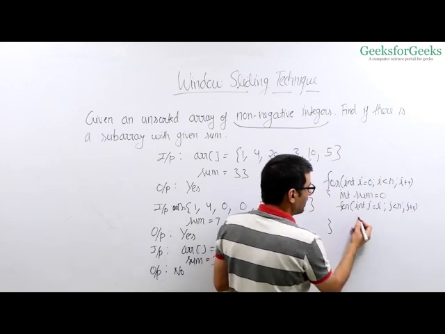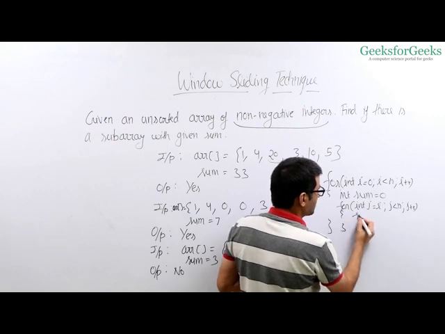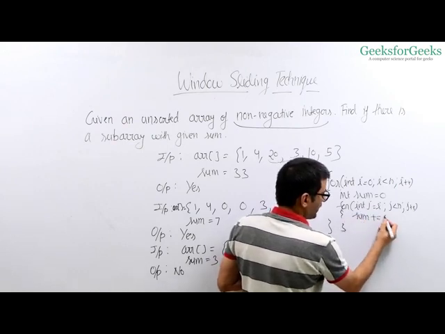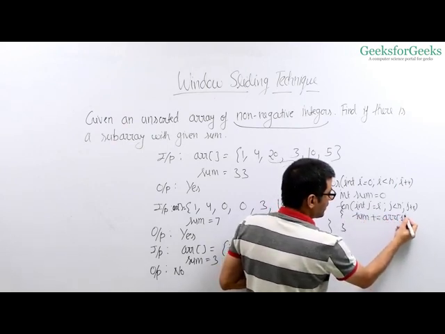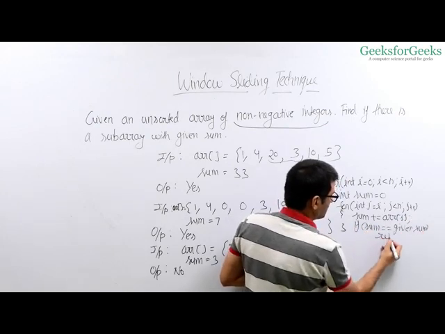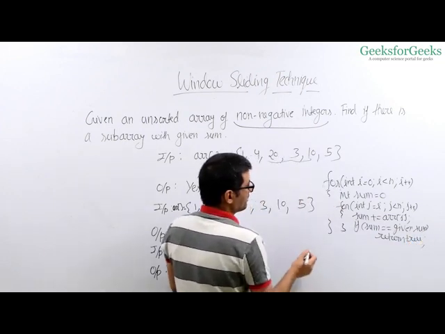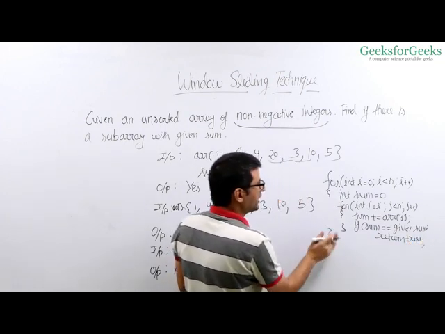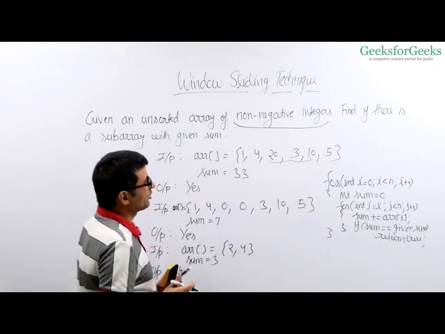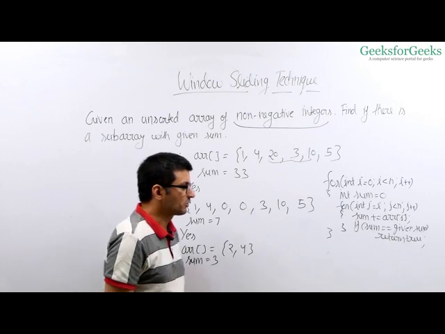Then you will say if sum is, then you will say sum equal to sum plus array j. Then you will say if sum is equal to given sum, then you return true, right? That's the naive solution. That's the big O of n square solution. And at the end, you return false. So this solution takes big O of n square time. Can you think of a big O of n solution?